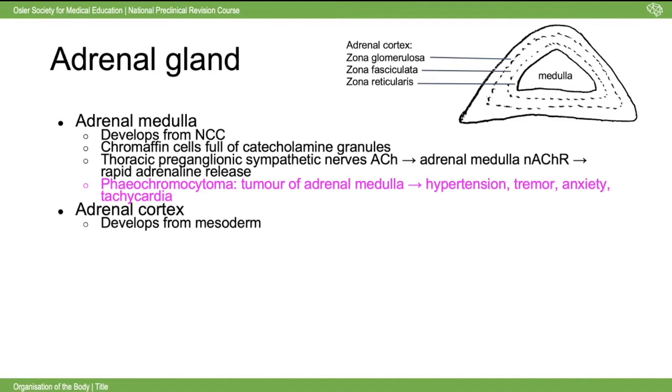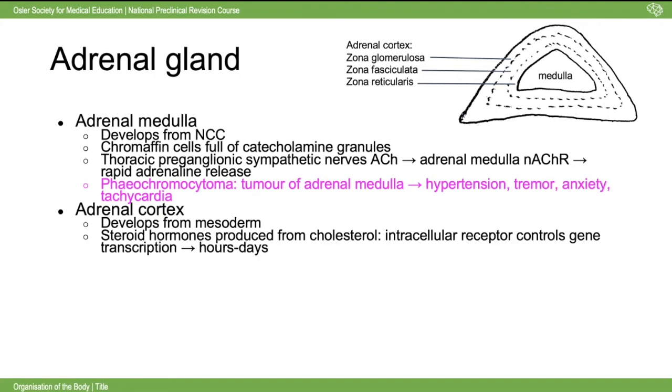And then the adrenal cortex, in contrast, doesn't develop from the neural crest cells, but it develops from the mesoderm. And it produces steroid hormones from cholesterol. And if you're talking about the adrenal cortex, it's sometimes nice to contrast it with the adrenal medulla. So you could talk about how steroid hormones are produced from cholesterol on demand, and they're not stored, whereas the catecholamines are stored in granules in the chromaffin cells.